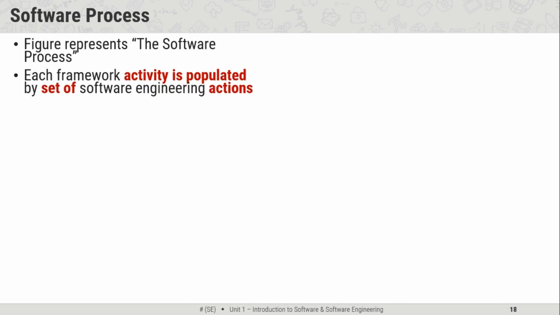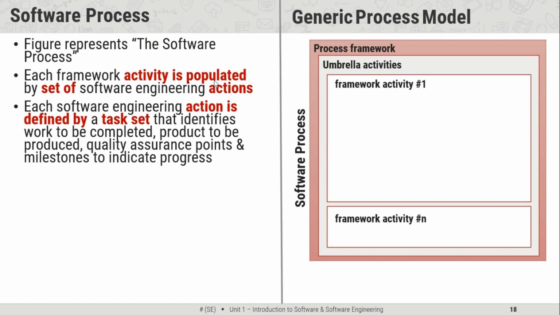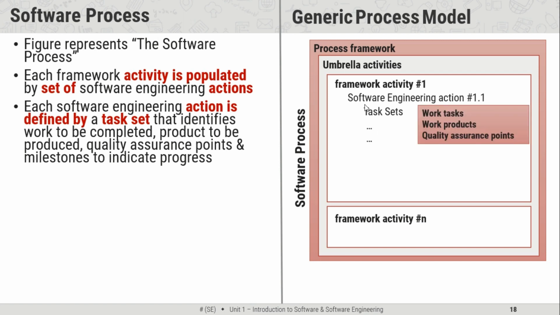Now let's understand this. Here is the generic process model that we have. Each framework has activities that are populated by a set of software engineering actions. One whole particular activity has a broader objective. It is not going into much technical detail, we just have broader objectives. Then in that we again have multiple actions, what actions need to be taken. And in one action we will have small tasks that we want to perform.